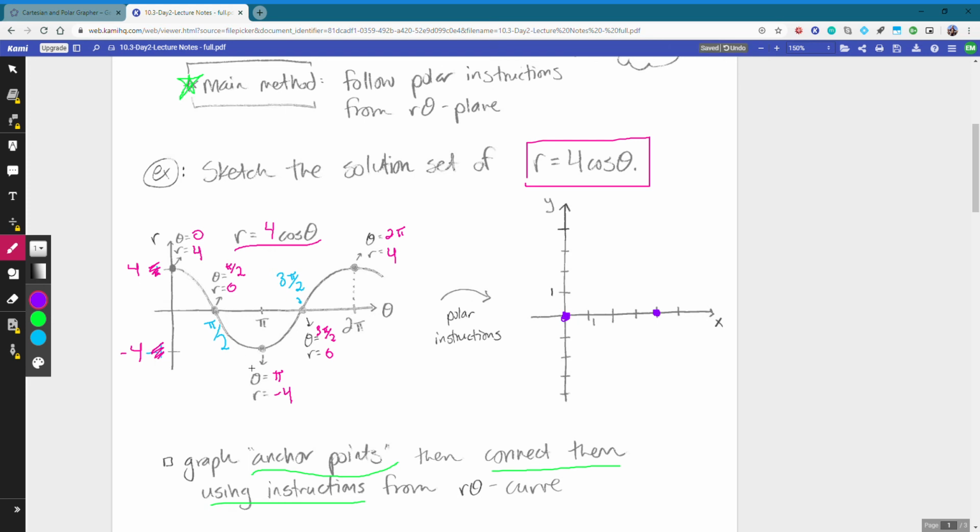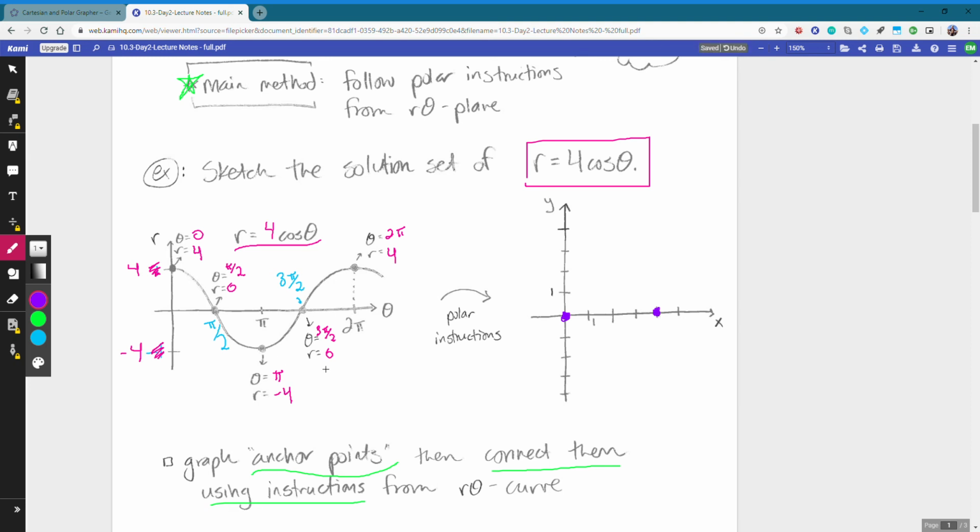Well, what about this next anchor point? If theta is pi, that means that our arrow is actually pointing along the negative x-axis. And r equals -4 tells us to go behind that. So we'll go out the opposite direction, out to actually this same point that we had at the start.